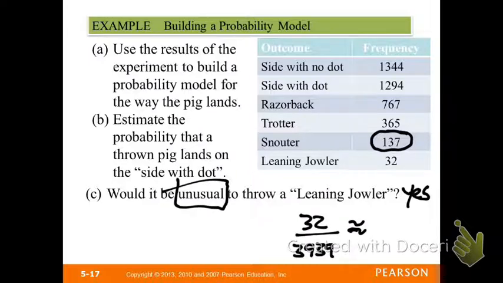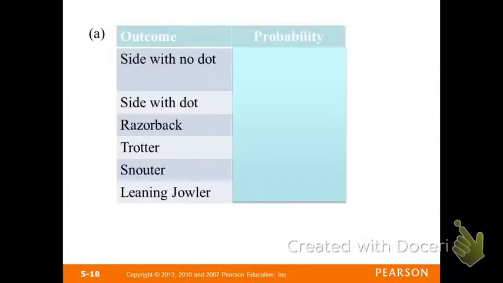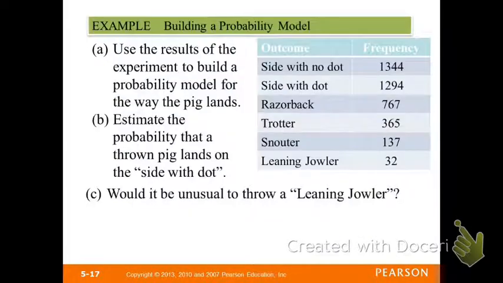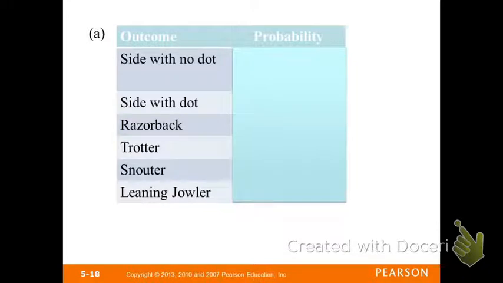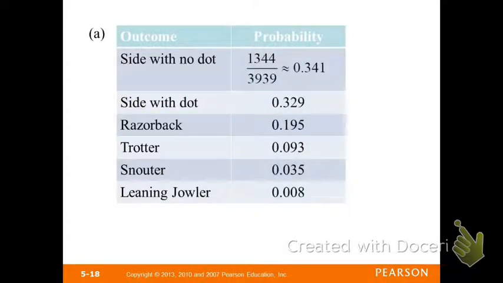All right, for this early section, let's say that if it's less than 5%, or considerably less than the probability of the other outcomes, then it is unusual. So part A says to use the results to build the probability model for the way the pig lands. The probability for the side with the dot was 0.329. Let me just do this so you can see it. Probability of side with no dot was 1,344 out of 3,939, which is 0.341. And then the probability of side with a dot, which we did a moment ago, is 0.329, and so on and so forth.